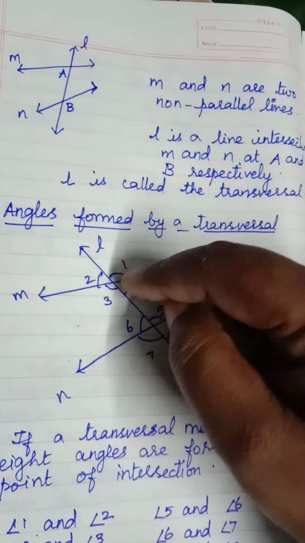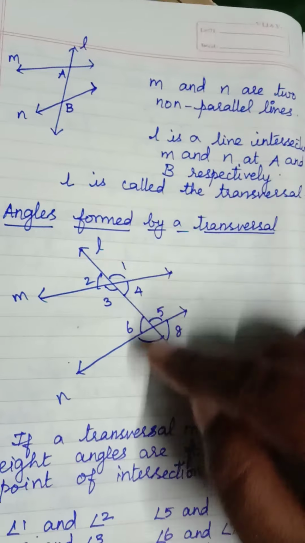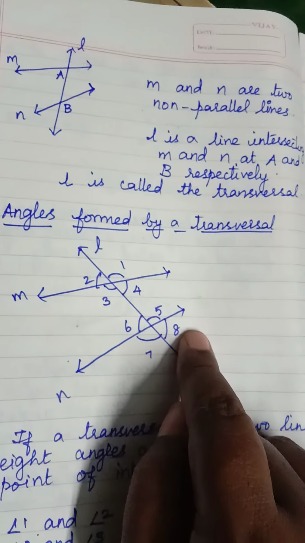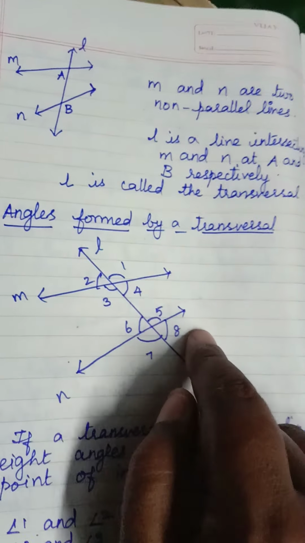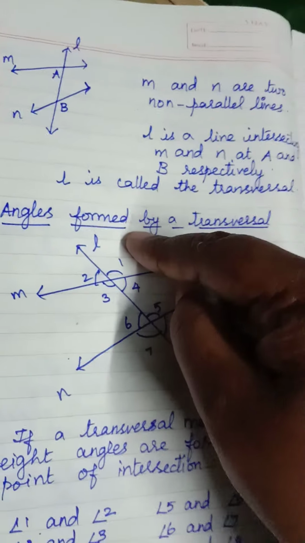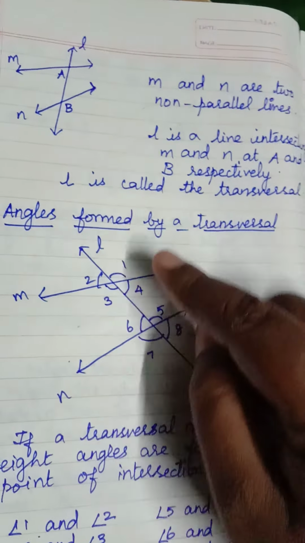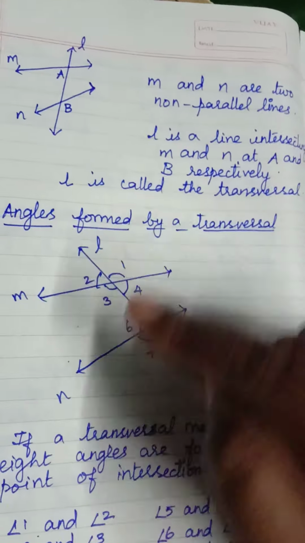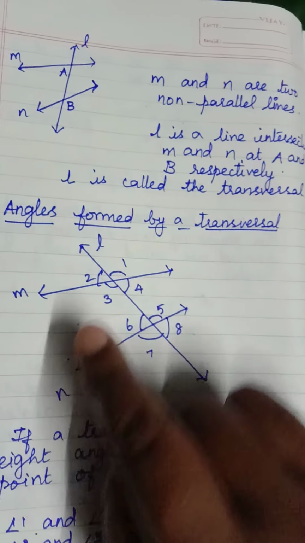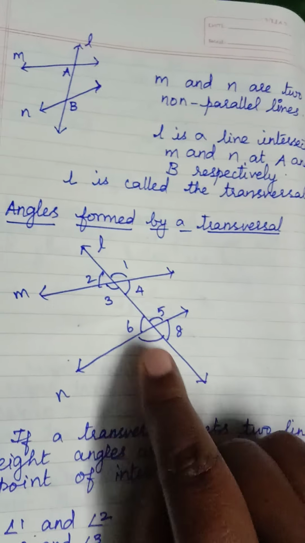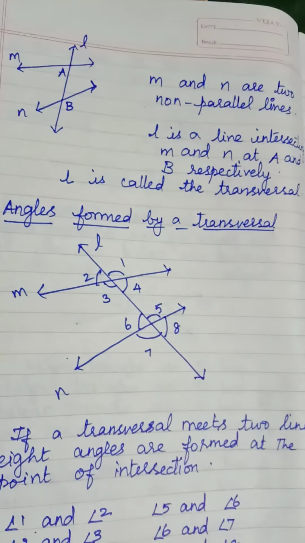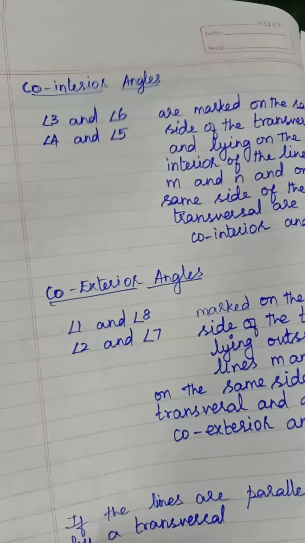What about exterior angles? If they lie outside, angle 1 and angle 7, angle 2 and angle 8, they are known as alternate exterior angles. Alternate means one will be this side and one will be this side, this side of the transversal and this side of the transversal. So angle 1 and angle 7, angle 2 and angle 8 are alternate exterior angles.